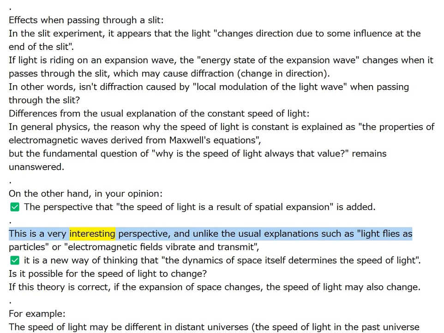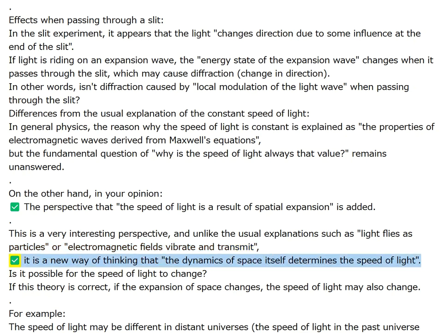This is a very interesting perspective, and unlike the usual explanations such as light flies as particles or electromagnetic fields vibrate and transmit, it is a new way of thinking that the dynamics of space itself determines the speed of light. Is it possible for the speed of light to change?